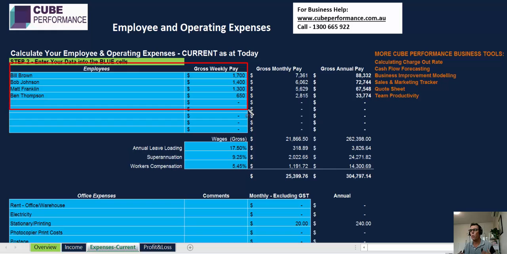Add your team. And what I recommend, always add yourself first. You as a business owner, add yourself first. What is your gross weekly pay? What do you need to draw as a weekly wage to ensure that you're paying everything on the home front?